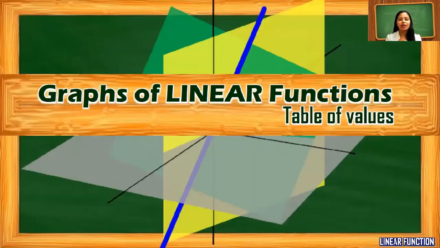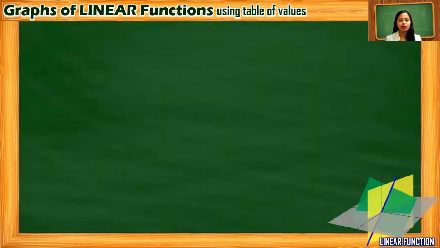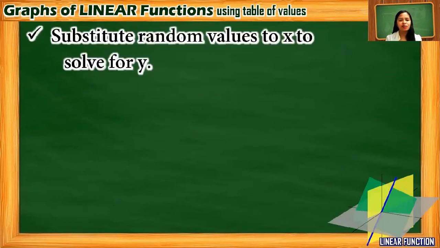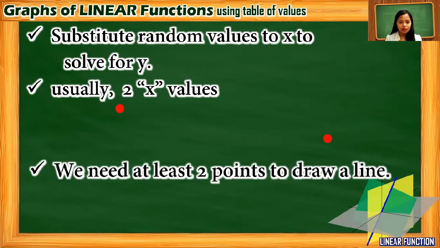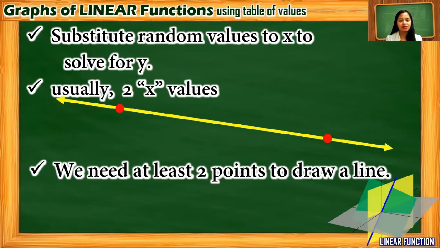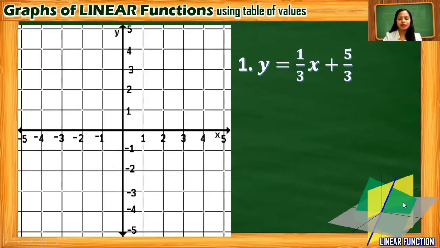Another way to graph a linear function is by using the table of values. So in using the table of values, we need to substitute random values of x to solve for y. Usually, 2 values of x, because we need at least 2 points to draw a line, just like here in this illustration. For example, we have y is equal to 1/3 x plus 5/3.